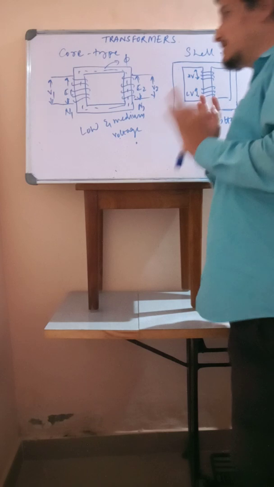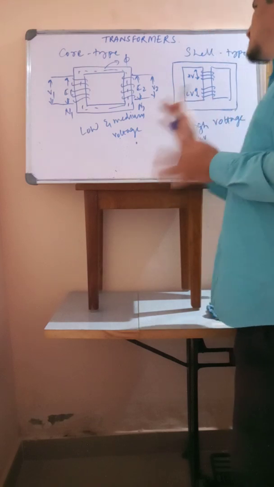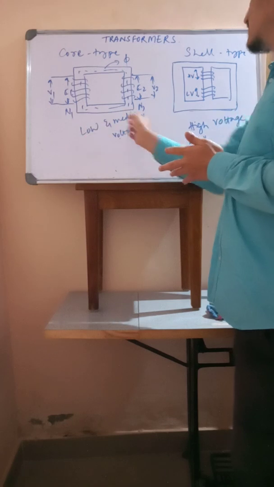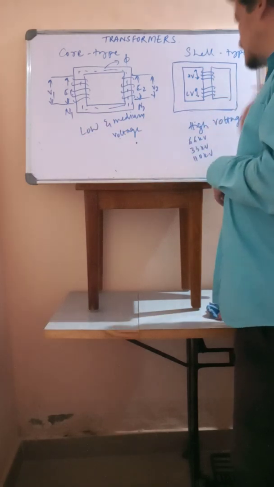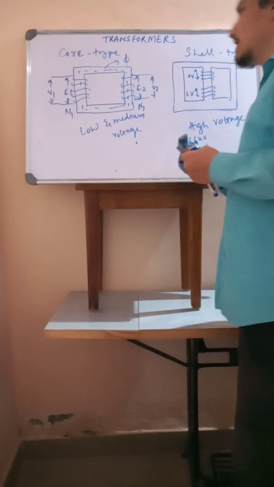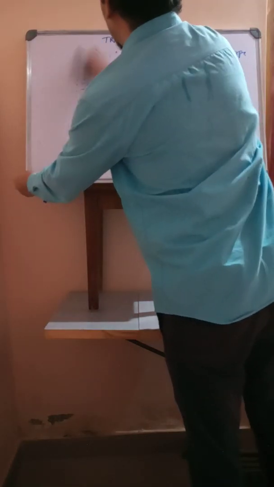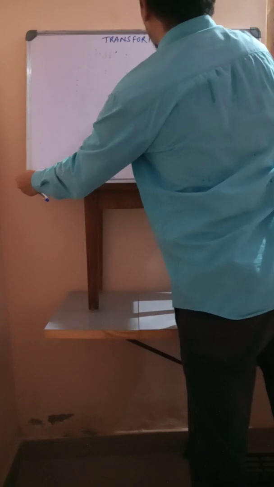So constructionally, we have two types of transformer, that is core type transformer and shell type transformer. So core type will be used for low and medium voltage, and shell type will be used for high voltages, very high voltages. So this is core type and shell type transformer.